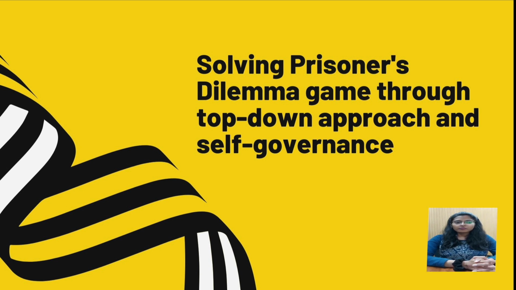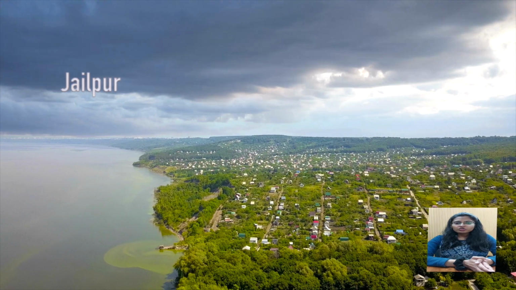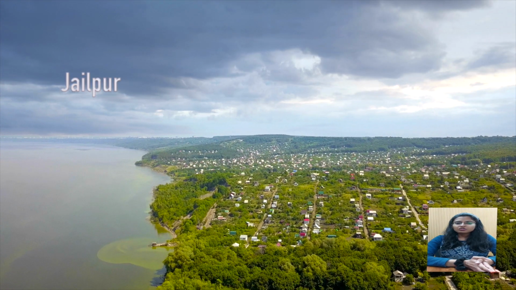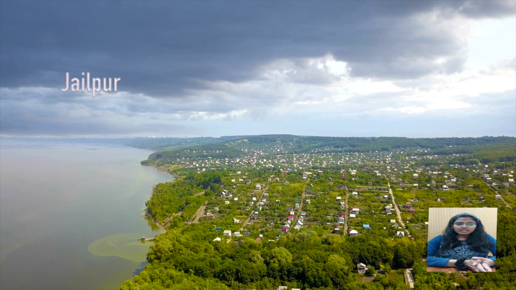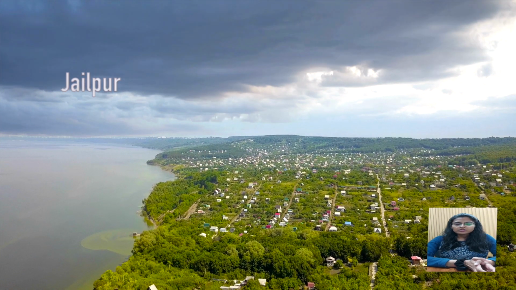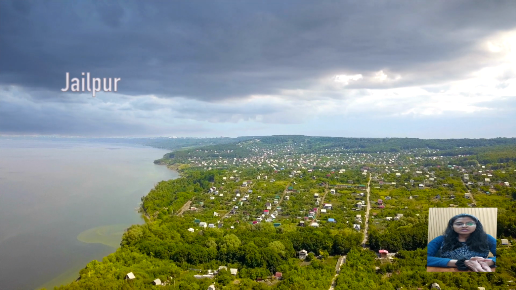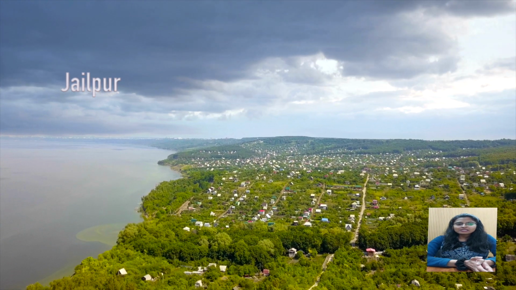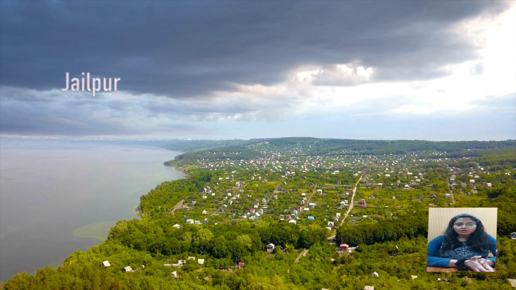Our topic is solving the prisoner's dilemma game through a top down approach and self governance. There's a hypothetical village called Jailpur in which there are common pool resources such as a forest, pond, and grasslands. For simplicity, let's consider a forest. In the village, the forest resources are used by the villagers for making houses and furniture and for other purposes. To simplify the game, let's consider that there are two players, a plunderer and a conserver.